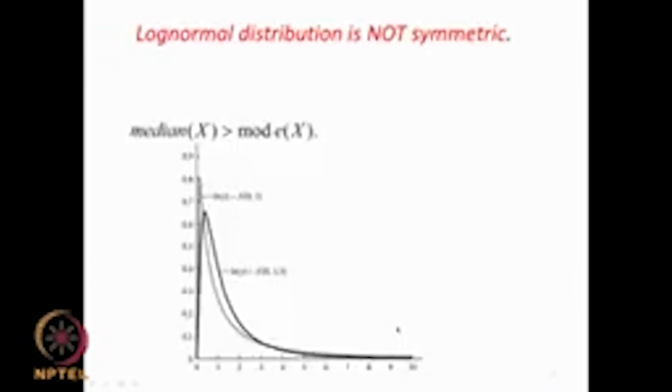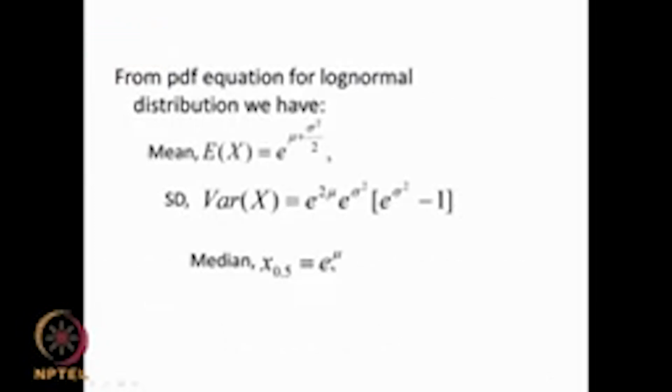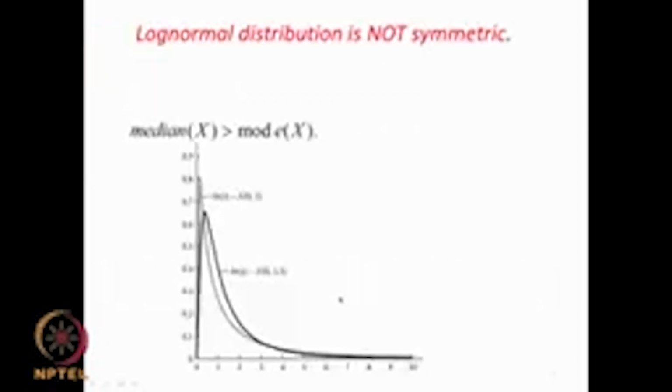The cumulative distribution function is given like this, Φ of (ln x minus mu) by sigma. Now this distribution is unimodal and the mode is given by e^(mu minus sigma squared). But it is not symmetric, as you can see here. This is the mode, e^(mu minus sigma squared), and the median is e^mu. So obviously median is greater than mode.